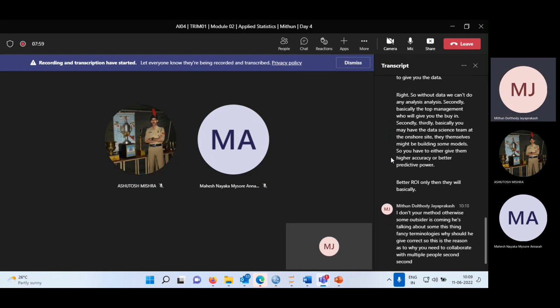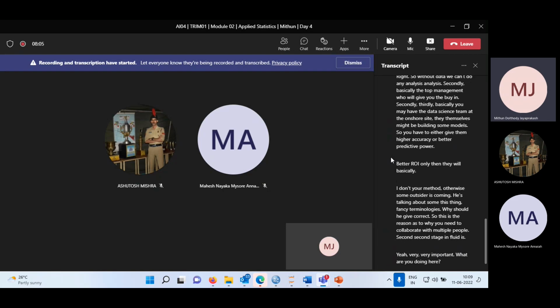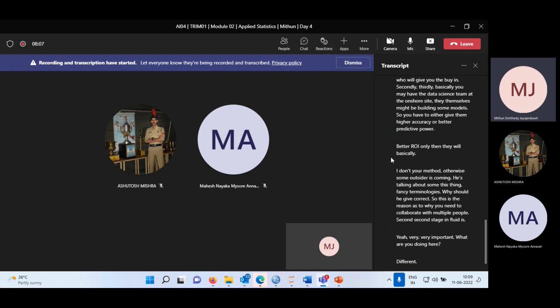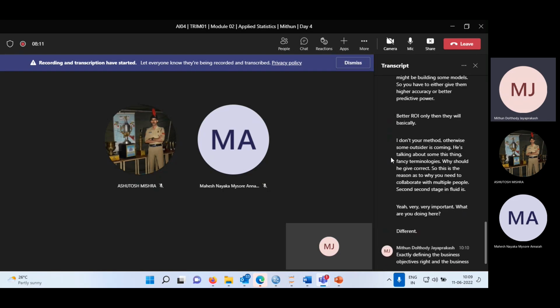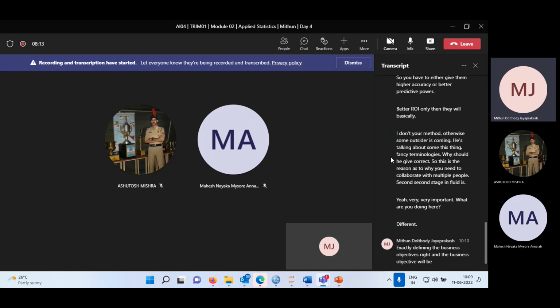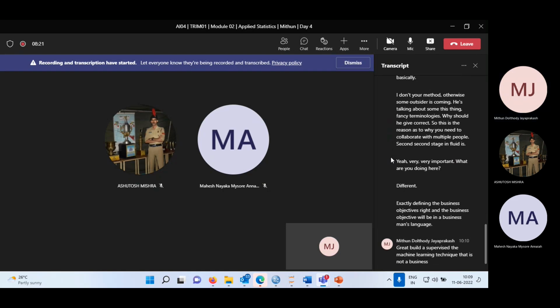Second stage in Fluid is, yeah, very, very important. What are you doing here? Define the KPIs. Exactly, defining the business objectives, right? And a business objective will be in a businessman's language, right? Build a supervised machine learning technique. That is not a business objective.